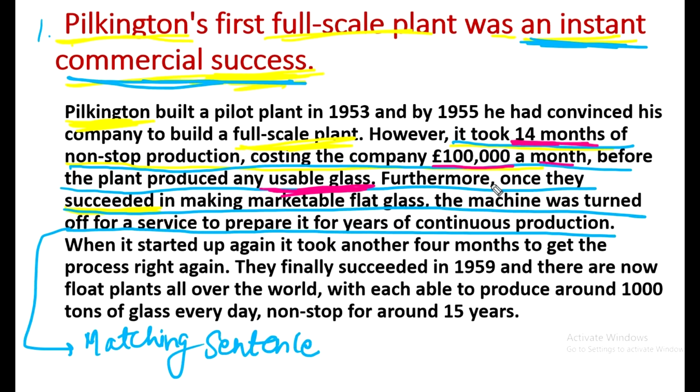Let's keep reading on. Furthermore, once they succeeded in making marketable flat glass, the machine was turned off for a service to prepare it for years of continuous production. Here it says after succeeding, the machine was turned off. Sometimes we are not sure, so it's better to read one more sentence. When it started up again, it took another 4 months to get the process right again.